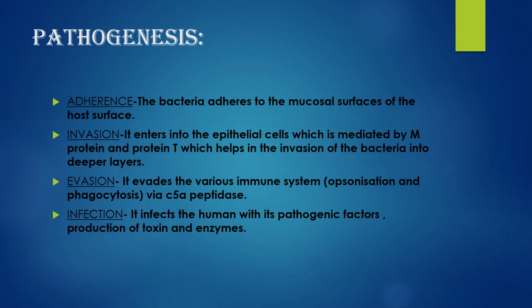Evasion is the process of evasion of the immune system via C5a peptidase. Now, this C5a peptidase is an enzyme which is present in the bacteria Streptococcus pyogenes, which helps it to evade the immune system, which consists of opsonization and phagocytosis. Finally, the bacteria infects the human with its pathogenic factors, production of various toxins and enzymes.